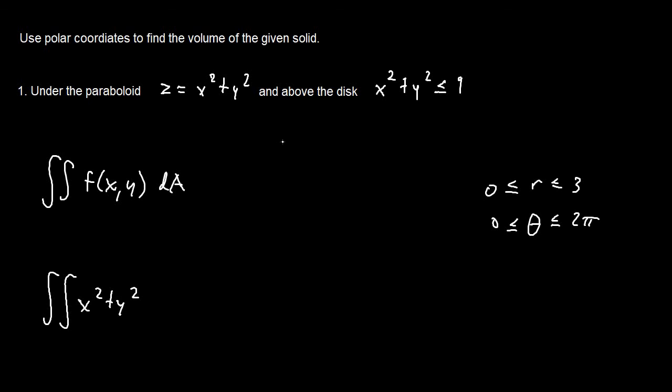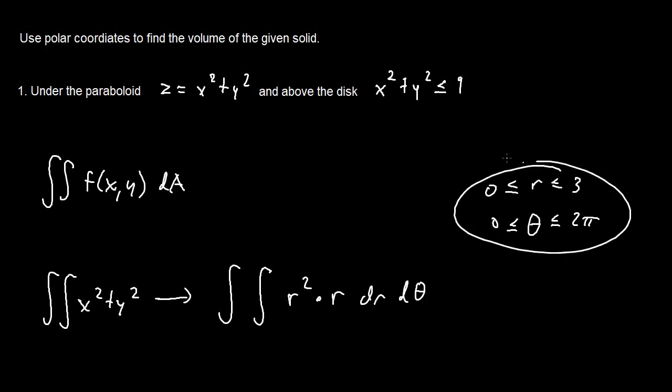So once again, x squared plus y squared equals r squared. So I can rewrite it as the double integral of r squared. Don't forget, we need to multiply by that extra variable r when we use double integrals to find volume. And then we have dr d theta. Now once again, we've already found our r and theta bounds. So r goes from 0 to 3, that's going to be on the inside integral. And for the outside integral, the theta bounds are from 0 to 2 pi.